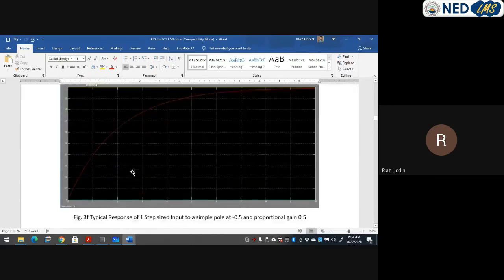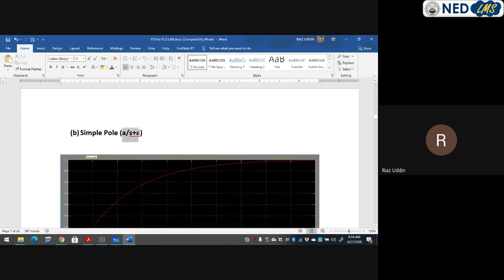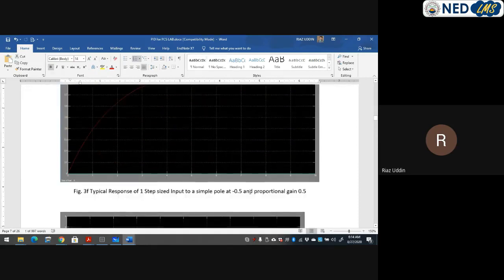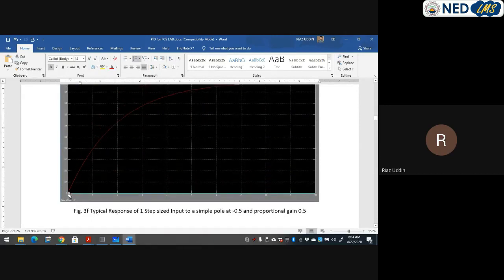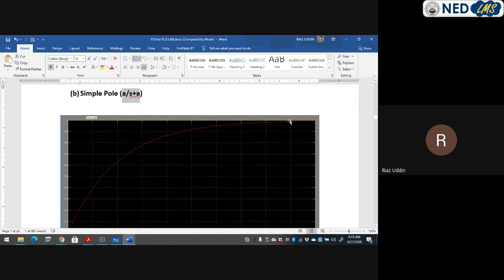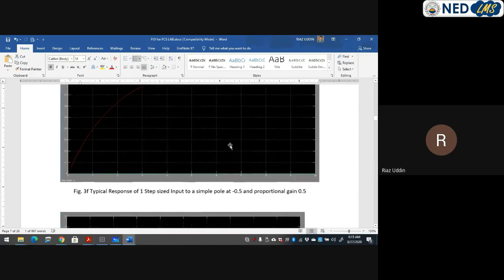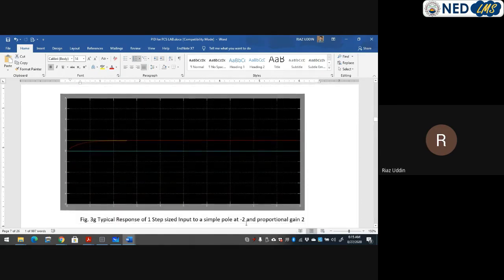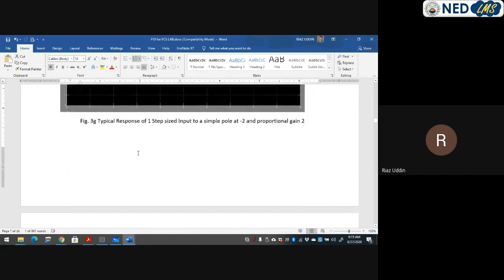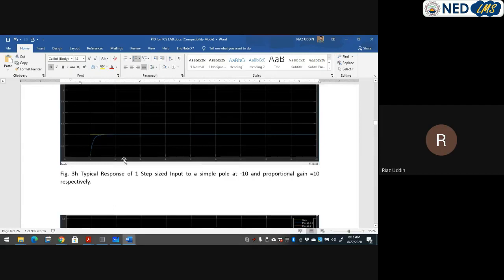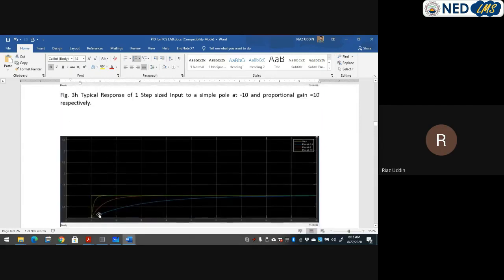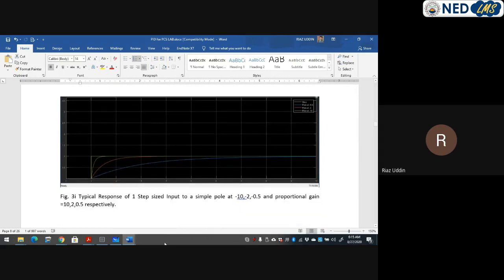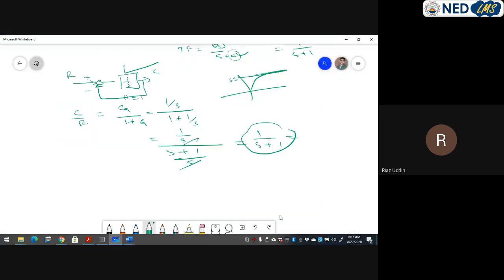Again, for example, if I draw a upon s plus a, in this case 0.5 upon s plus 0.5, it reaches something like this. It reaches the desired value, depending upon the transient response. This is another one, 2 upon s plus 2, and this is the response of 10 upon s plus 10. Cumulatively plotting these responses, I have plotted these three responses.